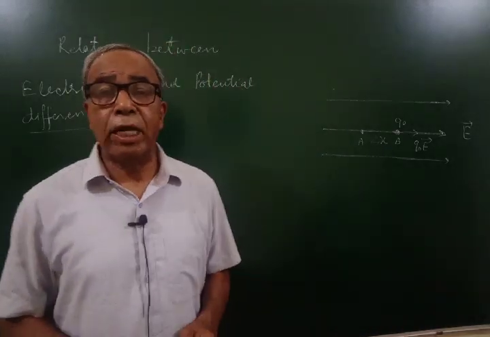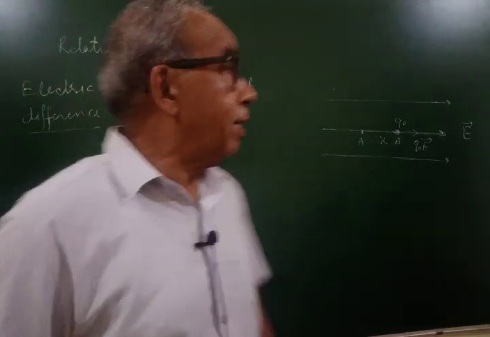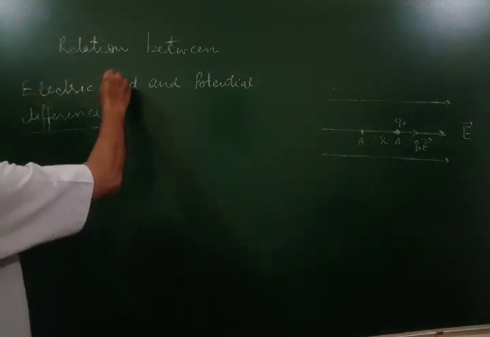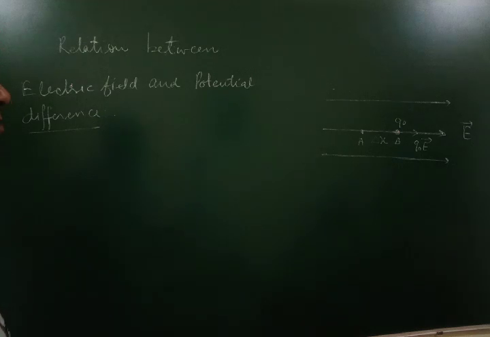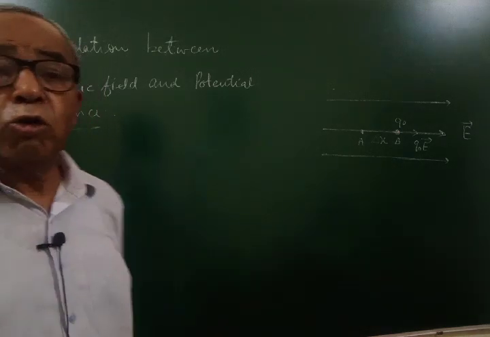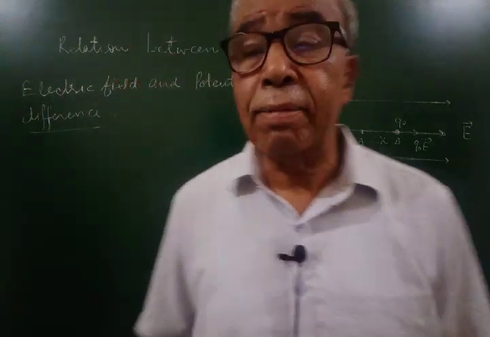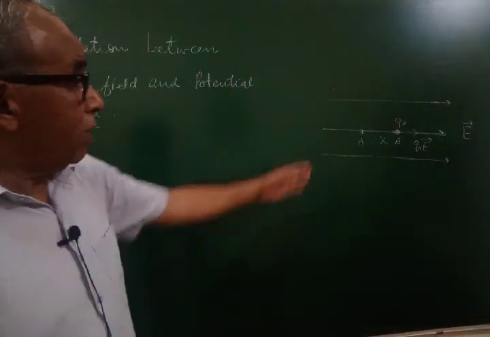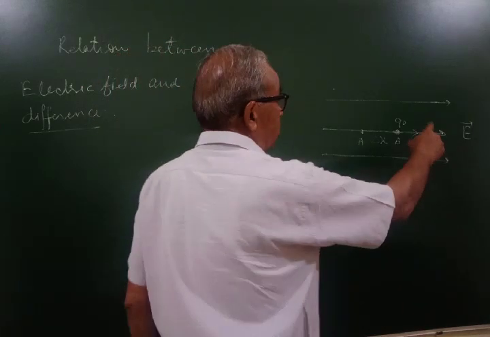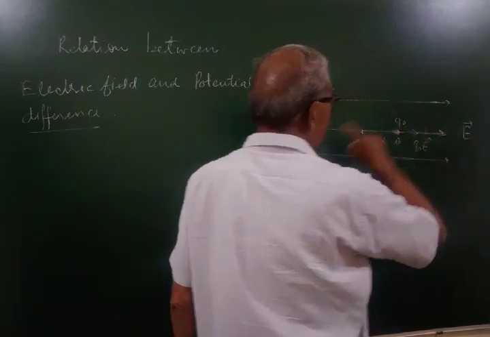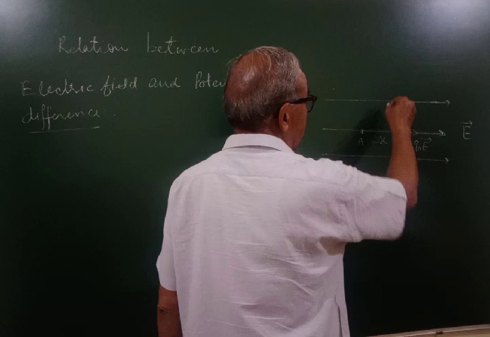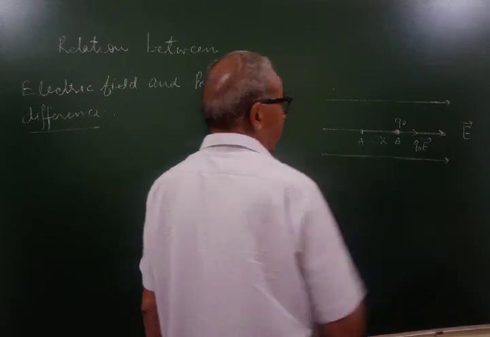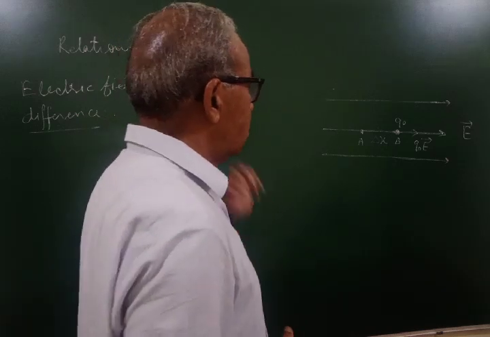Yes, dear students, the topic here is the relation between electric field and potential difference. Today's topic is the relation between electric field and potential difference. In the figure here, we are representing a uniform electric field with parallel, equidistant lines. There are two points, B and A, at a distance delta x.